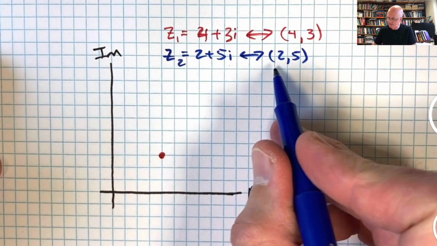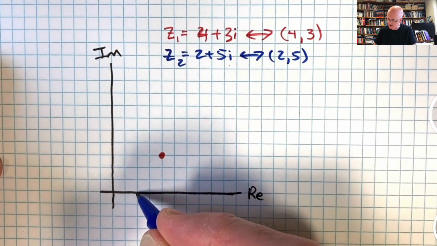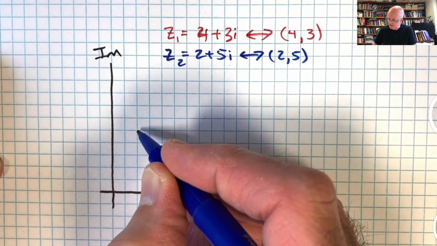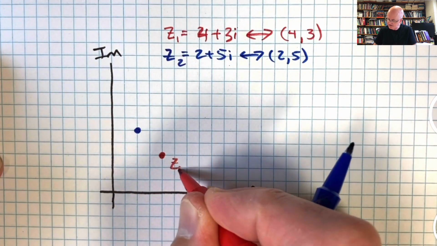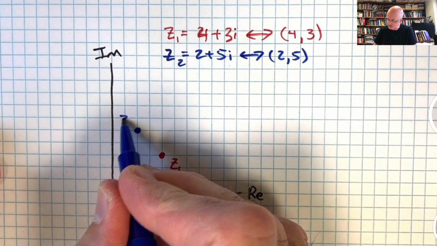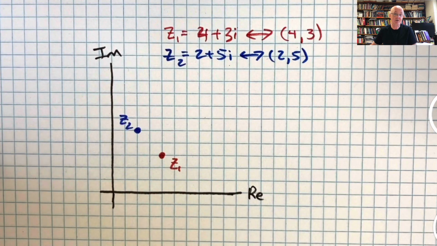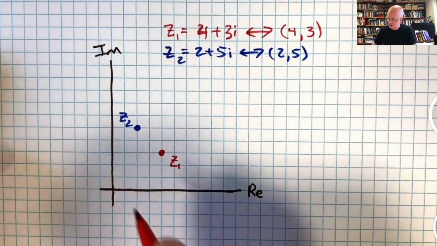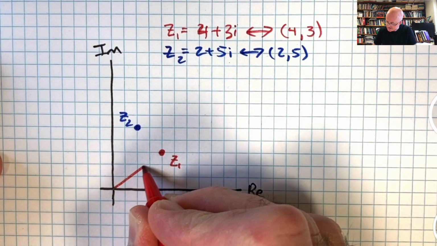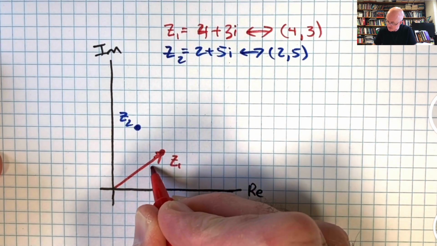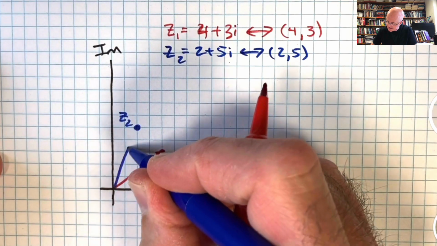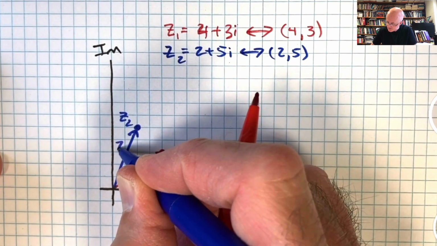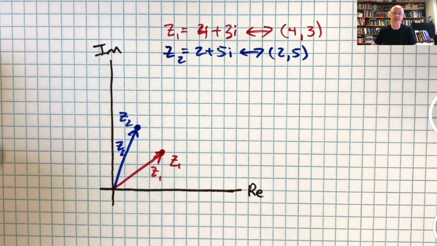Z2 corresponds to the point 2, 5. Move to the right 2 and up 5. Brings me right there. This is a way to think of Z1 as a point and Z2 as a point. I can also draw their position vectors. I can think of them as arrows, directed quantities. I can think of this arrow right here as being Z1 and this arrow right here as being Z2. So I've got two ways to think of complex numbers.